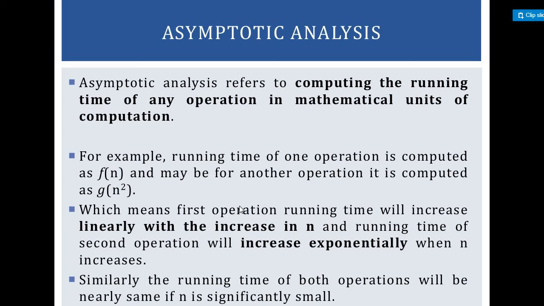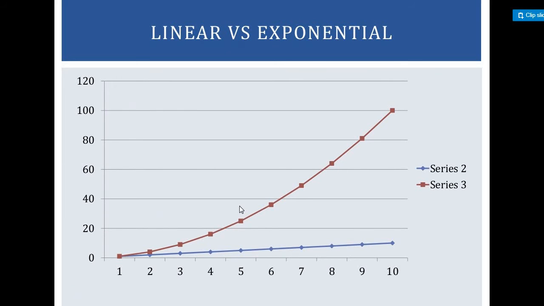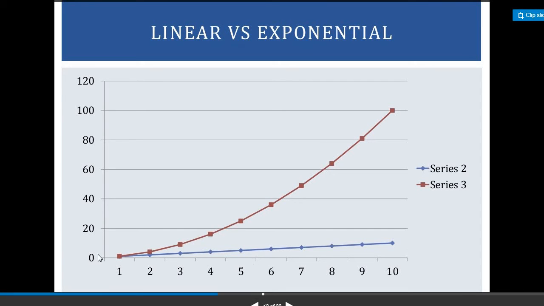For example, the running time of one operation is computed as f(n), and maybe for another operation it is computed as g(n squared), which means the first operation's running time will increase linearly as n increases, and the running time of the second operation will increase exponentially when n increases. Similarly, the running time of both operations will be nearly the same when n is significantly small. So linear versus exponential.